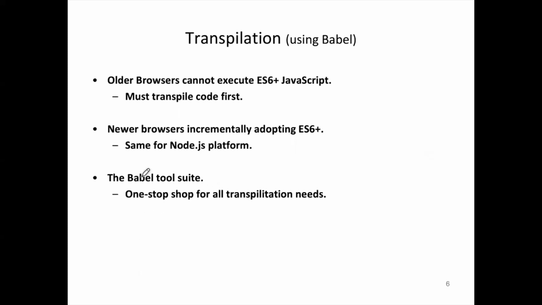I'm just mentioning it here because it'll be something that exists in the background. We won't be using it from the command line. We won't have to transpile our code directly ourselves. The developer tools that we will be using will have Babel built into them. So Babel and transpilation are part of the background of what developers will be using in the JavaScript world.